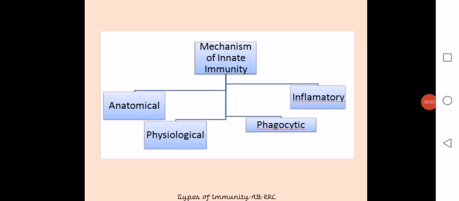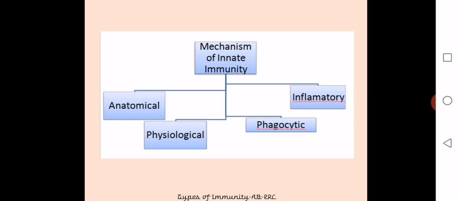We will continue with the discussion of different types of immunity. In the last video, we have seen innate immunity, different levels of innate immunity, and also the different factors that influence innate immunity. Here in this slide, you can see different mechanisms of innate immunity, in which there are different strategies that the body usually adopts to attack foreign substances.